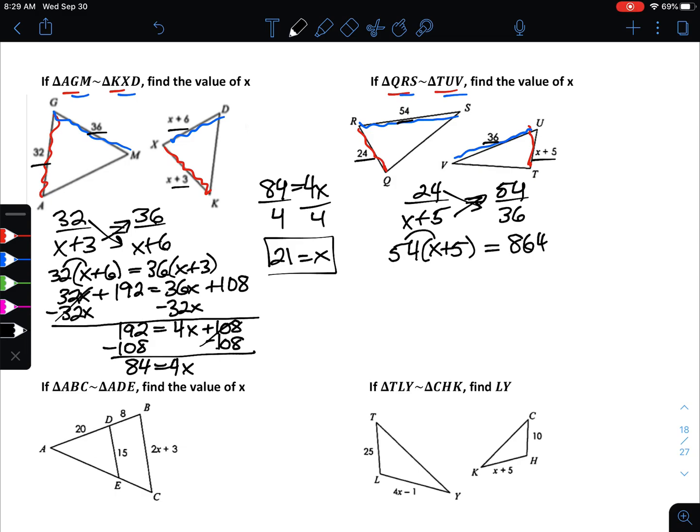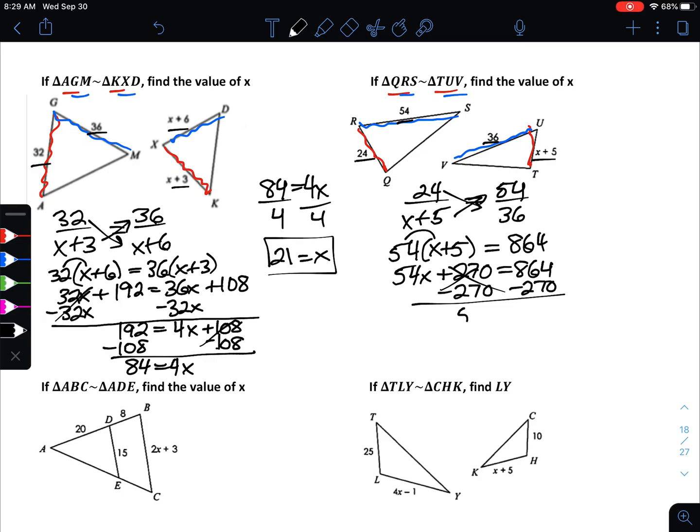So let's go ahead and distribute. 54 multiplied by x is 54x, and 54 multiplied by 5 is 270. All right, so let's start solving for x. We'll subtract 270 from each side.